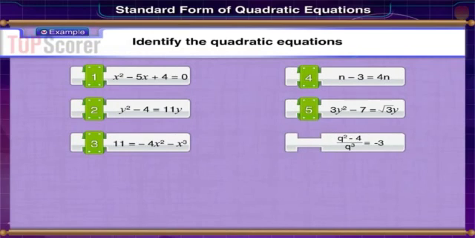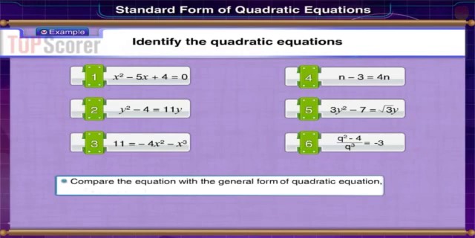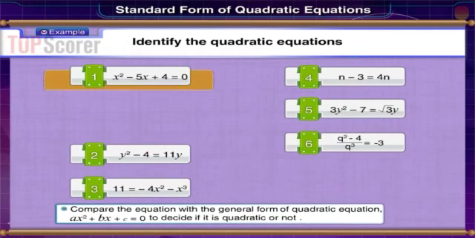How do we decide whether the given equations are quadratic or not? We will have to compare the equation with the general form of quadratic equation ax square plus bx plus c equal to 0 to decide if it is quadratic or not. Consider the first equation, x square minus 5x plus 4 equal to 0. What is the value of a here?